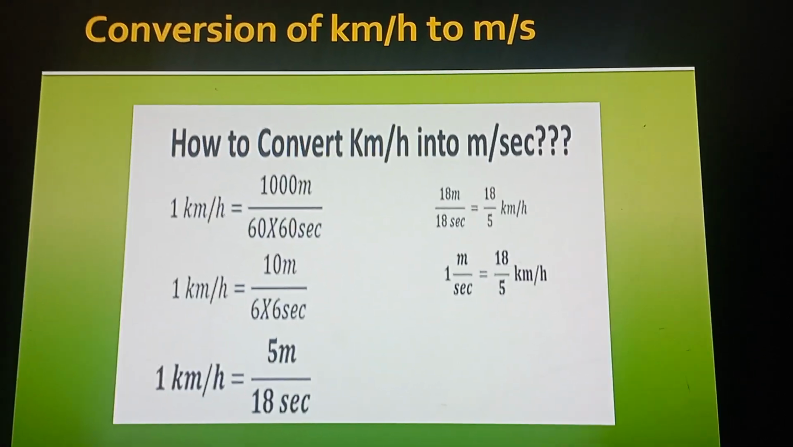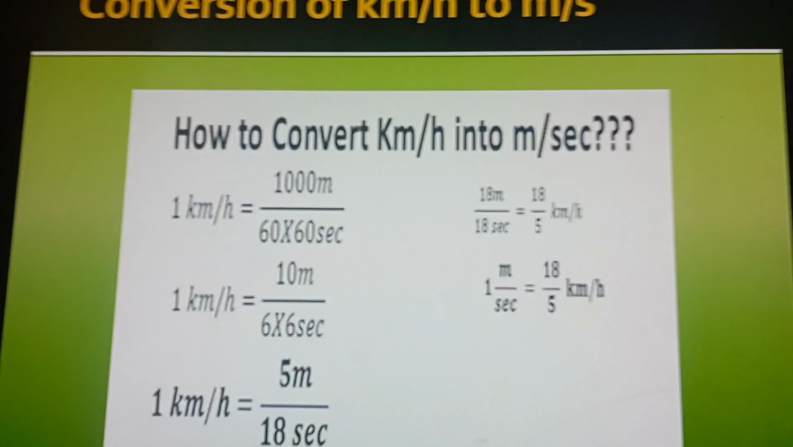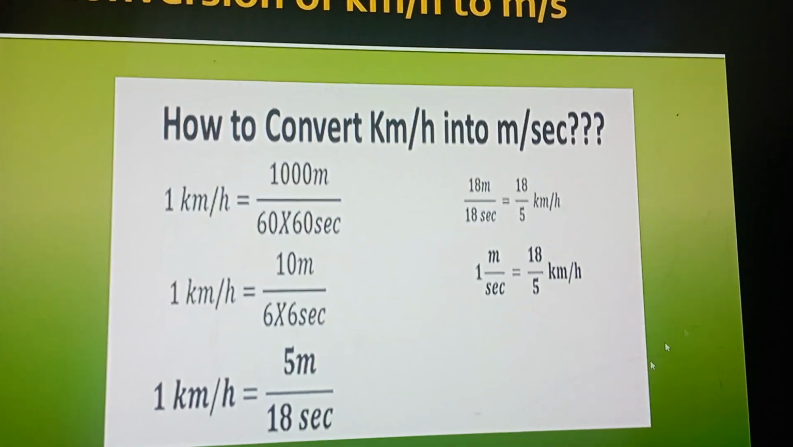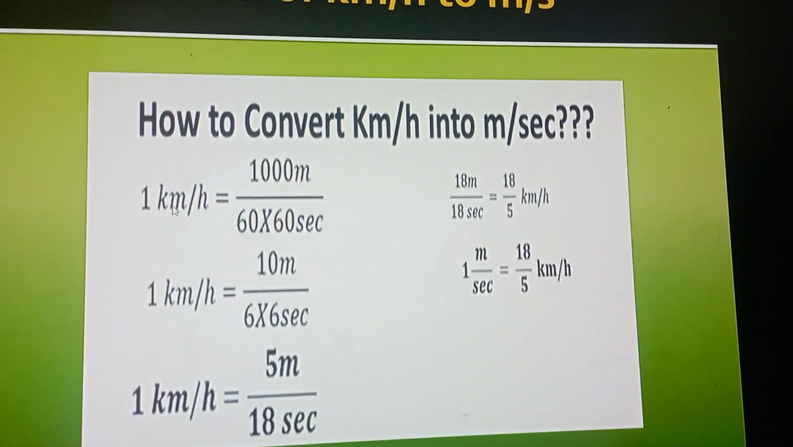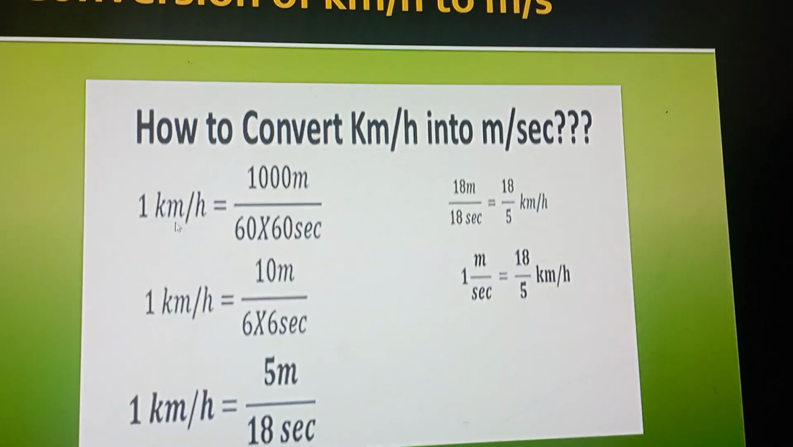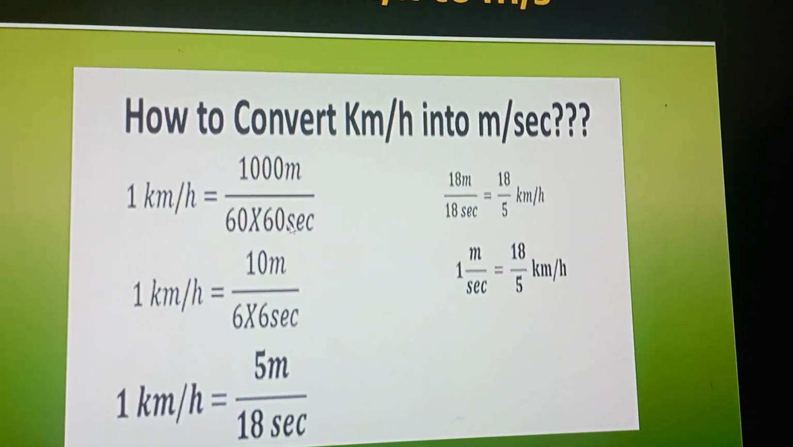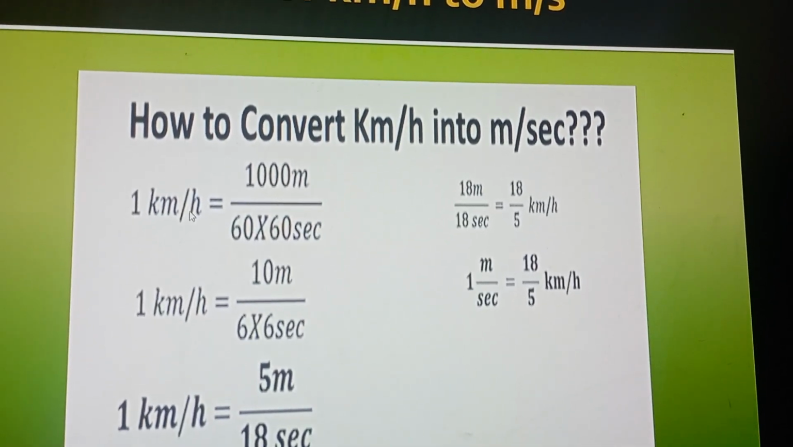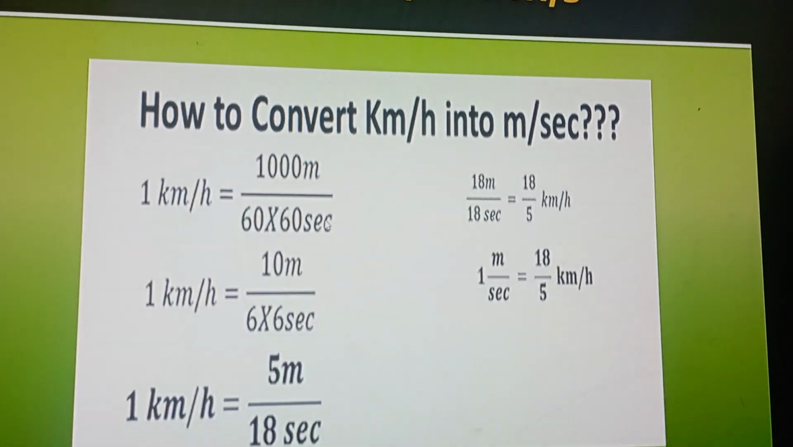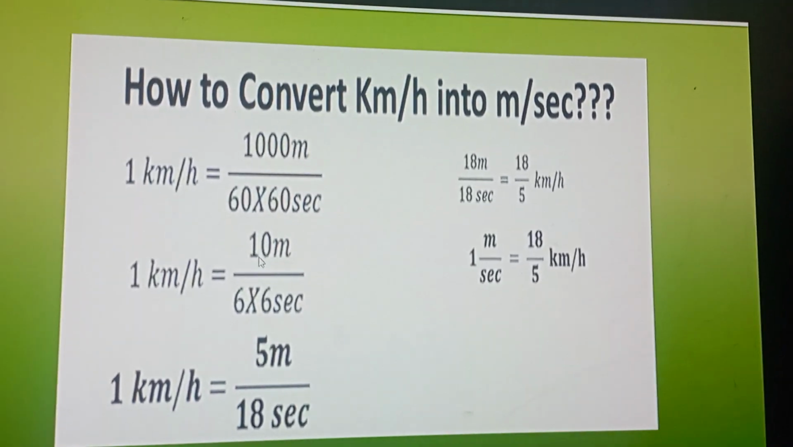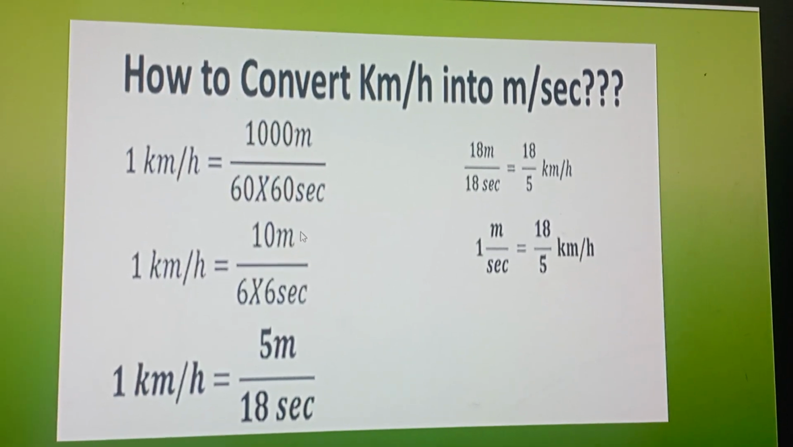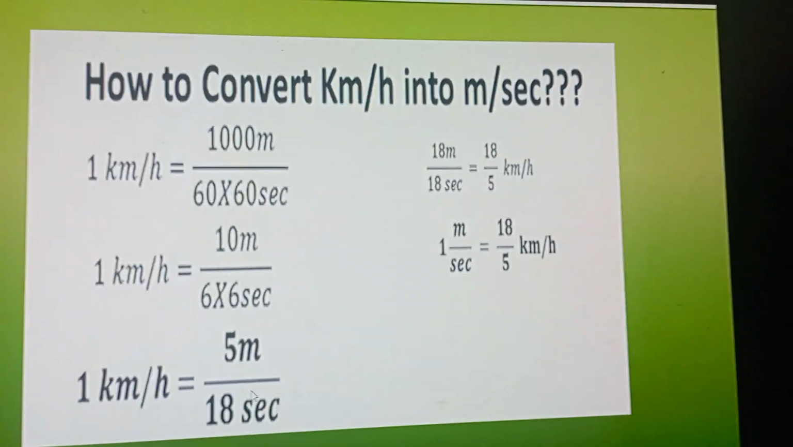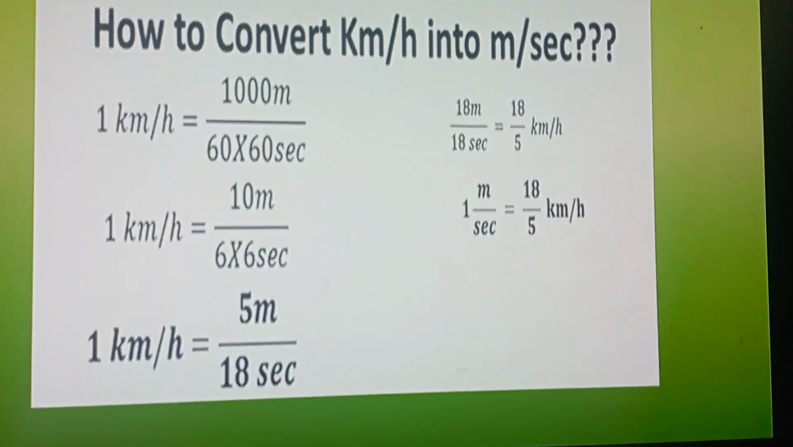Now we will see how to convert kilometer per hour to meter per second. As we know, 1 kilometer equals 1000 meters. 1 hour equals 60 minutes and 1 minute equals 60 seconds. So you will get 1000 by 3600. By calculating this, we get 5 by 18 meter per second. So 1 kilometer per hour equals 5 by 18 meter per second.